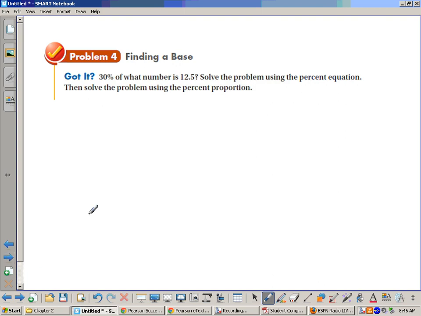Here's another example. We're going to do 30% of what number is 12.5. So in this case, we're trying to find the whole. We're trying to find what we originally started with. So we would set this up, 12.5 over, we don't know the whole, and we do know the percentage, so 30 over 100. So we would do like we've been always doing, just cross multiply these.